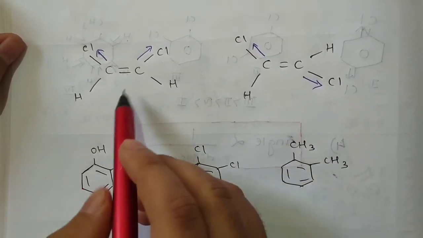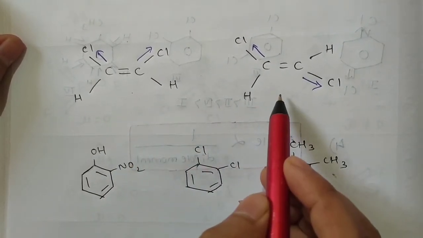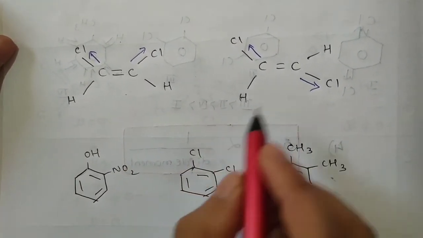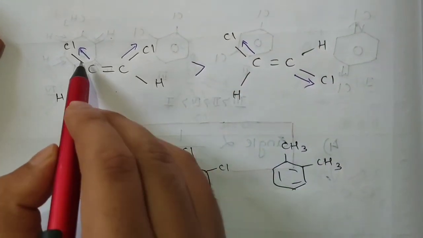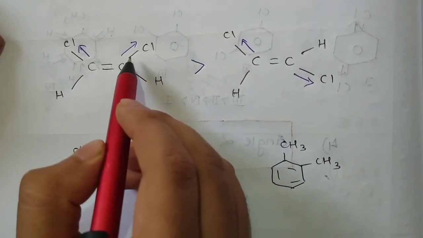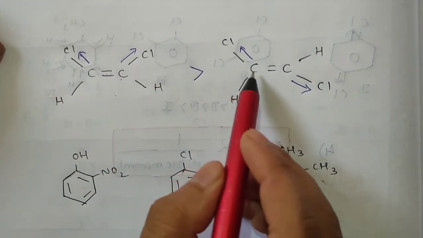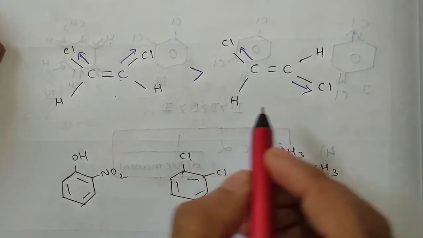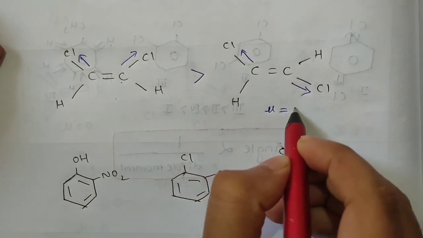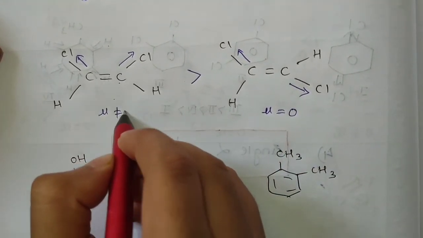So in this case, this is a cis isomer and this is a trans isomer. You know that the cis isomer is greater than the trans isomer, because here the electronegativity difference is between carbon and chlorine. Here the direction will be on the same side, but here the direction is on the opposite side. That's why it cancels out. So its dipole moment value will be equal to 0 and here not equal to 0.